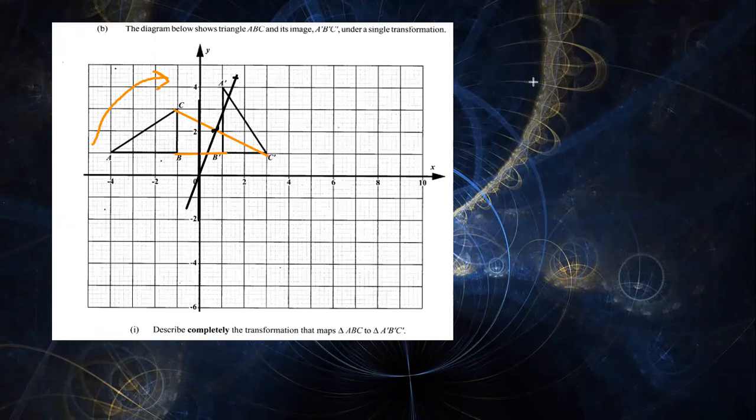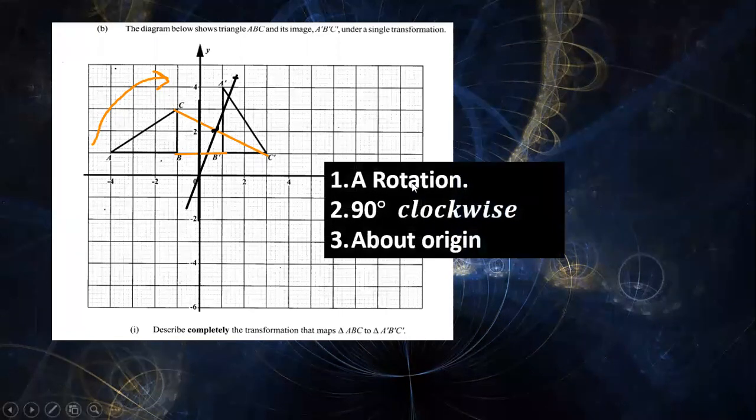So in this case, the center of rotation, we know for a fact, is going to be the origin. So it's a rotation 90 degrees clockwise about the origin. Any questions there? Guys, let's continue.